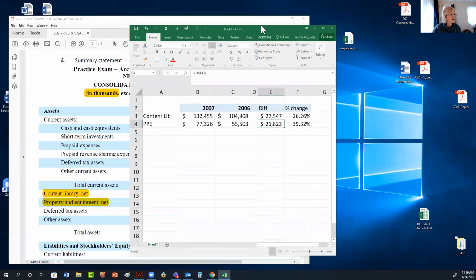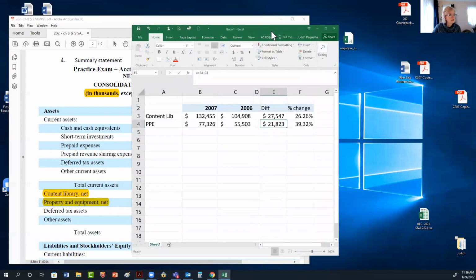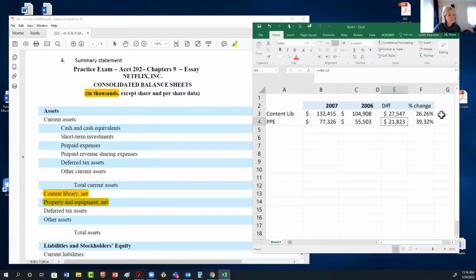I think I got that. So 26.26% and 27,547. And so when you write about this at the very beginning of your essay, just say numbers in thousands, like they did up here, because you're not talking about the number of shares of common stock. We're really only talking about dollars. Okay, so that's all you need to worry about. All right.